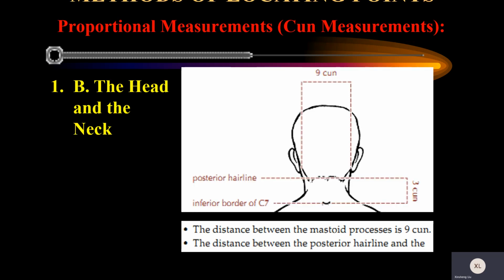Next is the head and neck, the back of the head and neck, in the hairlines right here. The distance between the mastoid processes, you have to find the bony landmark, right? The distance between the mastoid processes is 9 cun. And the distance from the posterior hairline to the inferior border of C7 is 3 cun. It's 3 cun. This is 3 cun.